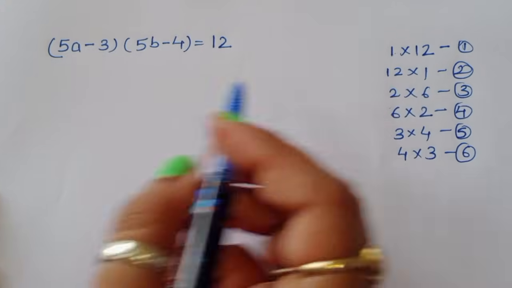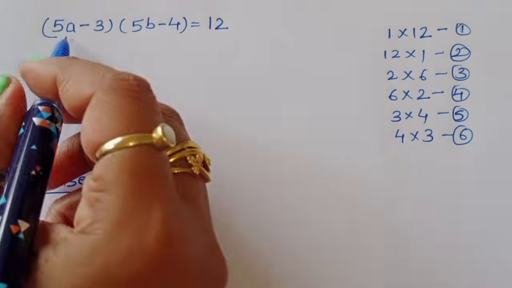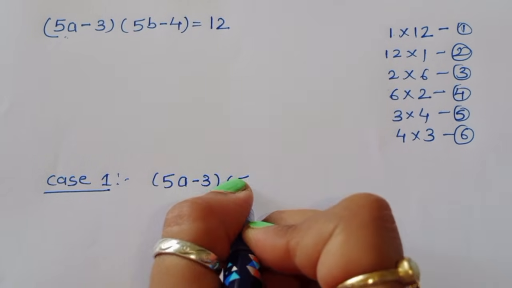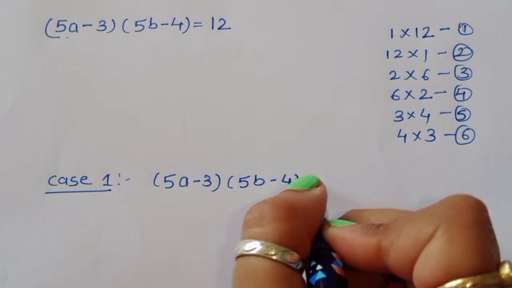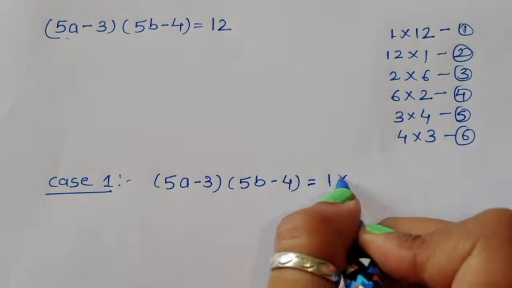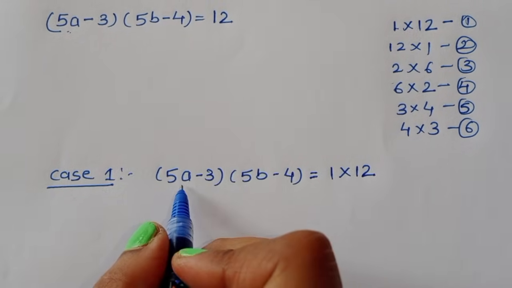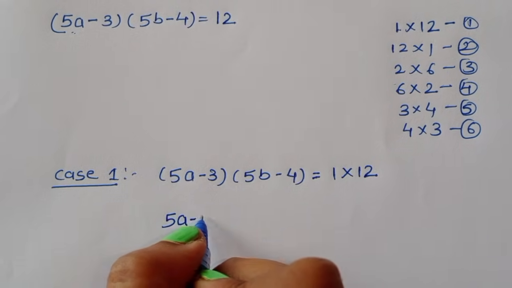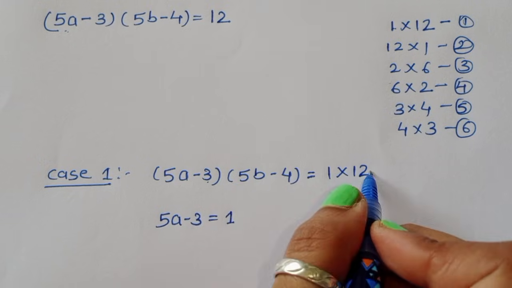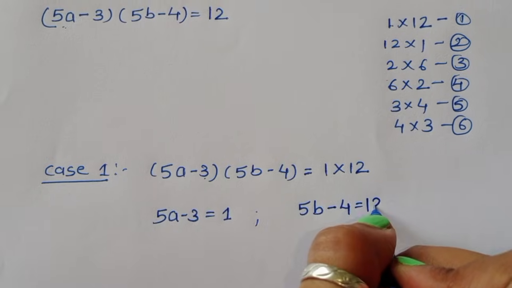So we are taking case 1. According to case 1, the equation is (5a minus 3) times (5b minus 4) is equal to 1 times 12. Now comparing LHS and RHS, we got two equations. The first one is 5a minus 3 is equal to 1. The next one is 5b minus 4 equal to 12.